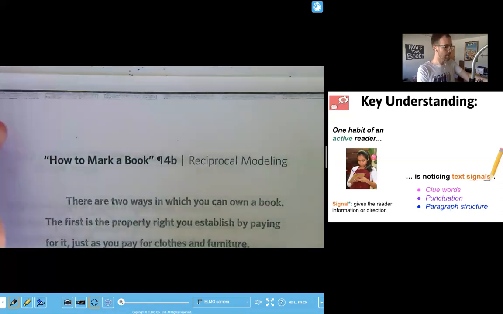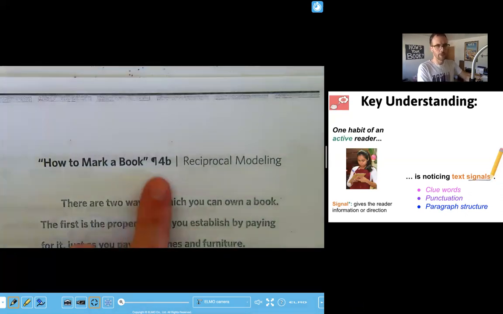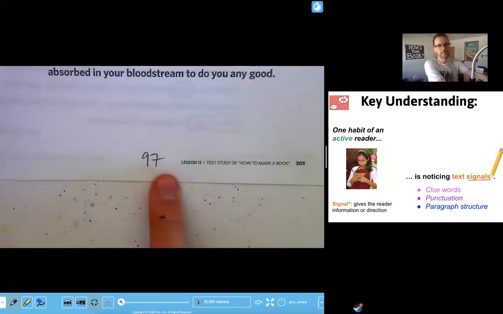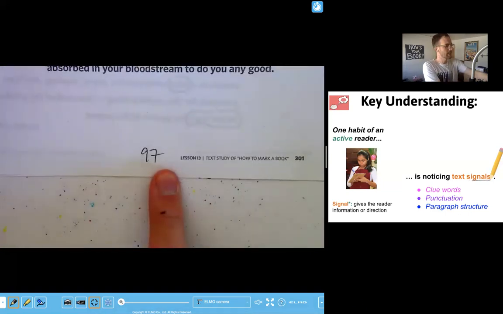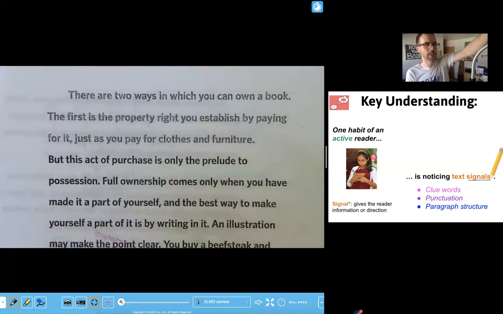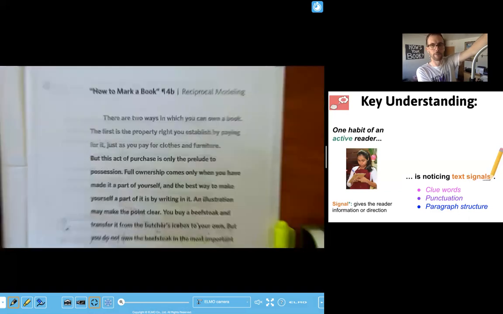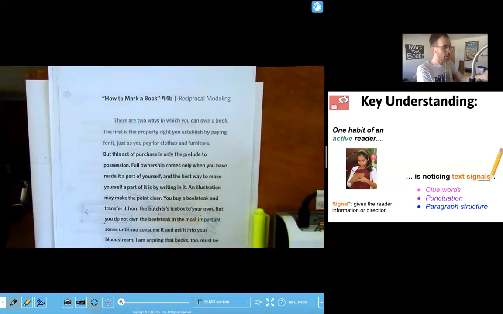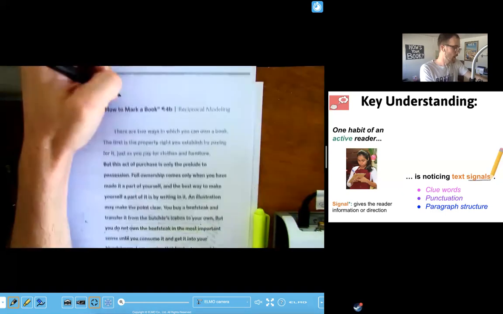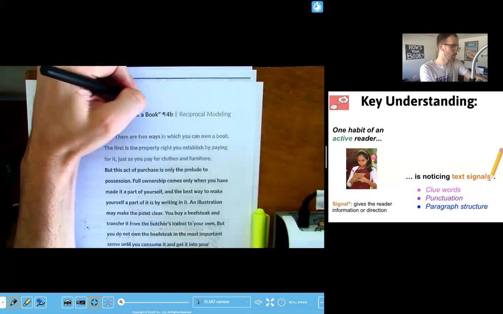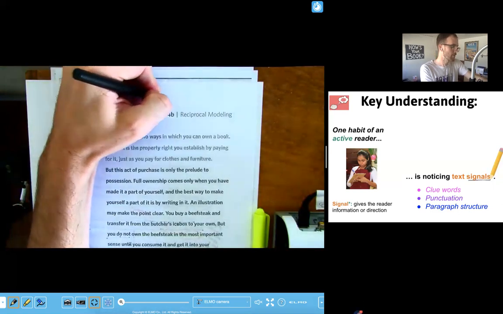Now, for our last example, we're going to be turning to paragraph 4, which can be found on page 97. So let's turn to page 97 and look at this final example. Now this example, I really like this one. And if I were to talk about my favorite kind of text signal, it would probably be paragraph structure. So I'm going to write paragraph structure across the top. Go ahead and write that too. Paragraph structure.